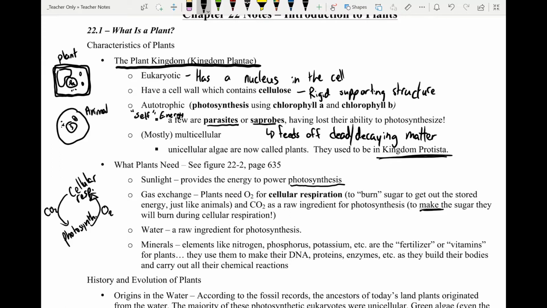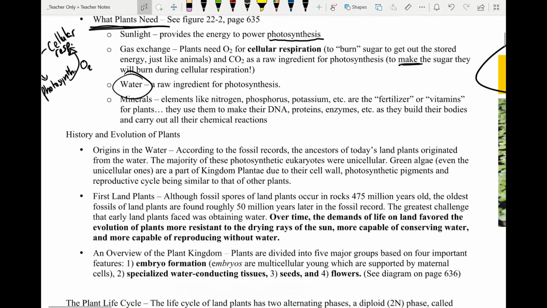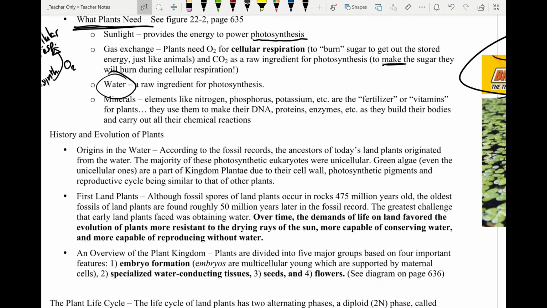Other parts that they need: plants need water, and lastly, they need minerals. So similar to us needing a vitamin, they are made of more than just hydrogen, carbon, and oxygen. They need other things to make DNA, proteins, enzymes, because they use the same basic building blocks that we do. So they also need other things like nitrogen, phosphorus, potassium in order for them to carry out their life functions. So, evolutionary history of plants.